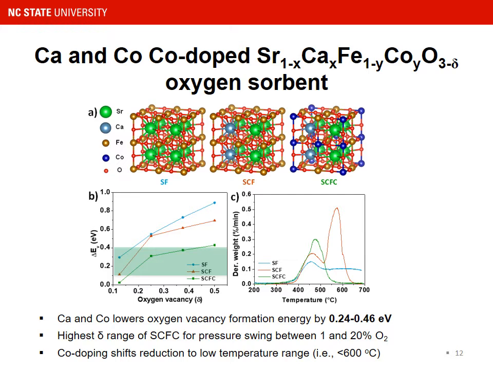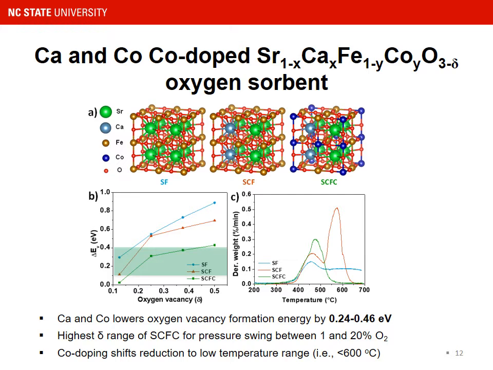So we performed DFT calculations based on pure strontium ferrite, calcium-doped sample, and both calcium and cobalt doped sample. We found that by doping of calcium, the oxygen vacancy formation energy is decreased, and a further decrease of this oxygen vacancy formation energy is achieved by co-doping of calcium and cobalt in the strontium ferrite structure.